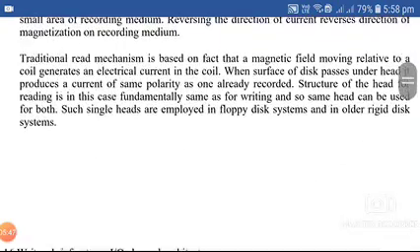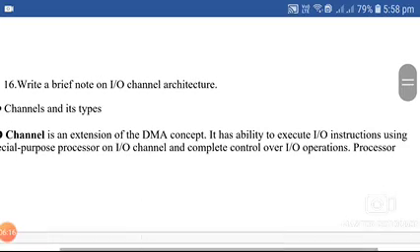A traditional read mechanism is based on the fact that a magnetic field moving relative to a coil generates an electric current in the coil. When the surface of the disc passes under the head, it generates a current of the same polarity as the one already recorded. The structure of the head for reading is in this case fundamentally the same as for writing, and so the same head can be used for both. Single heads are employed in floppy disk systems and in older rigid disk systems.